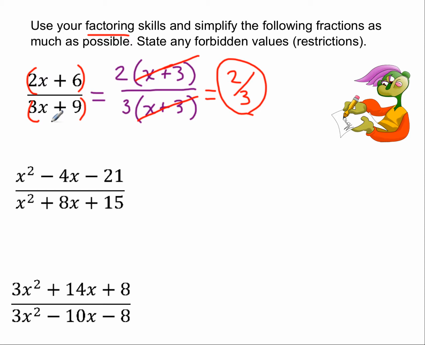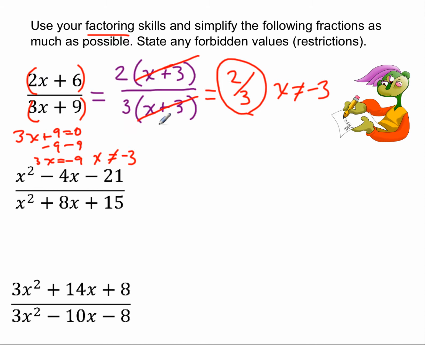Okay, what are my forbidden values? Remember, I got to go back to the beginning of the question to tell you what x cannot equal. So I could either say, all right, 3x plus 9 equals 0. What's going to give me x cannot equal negative 3? If I solve that, I would get that as my answer.